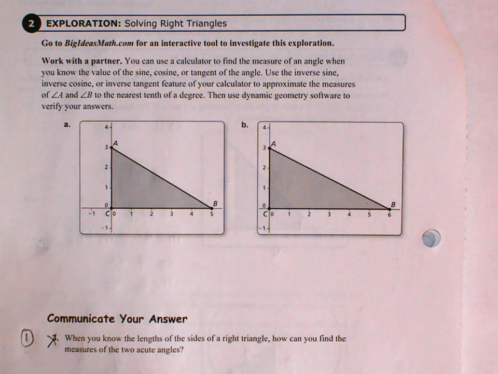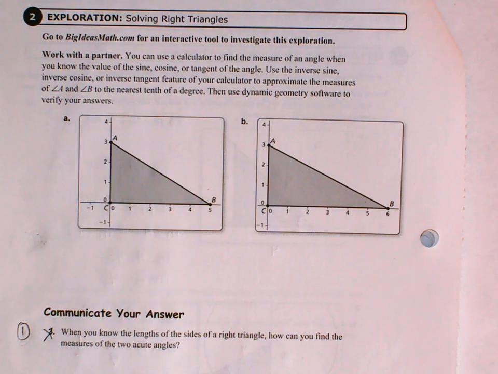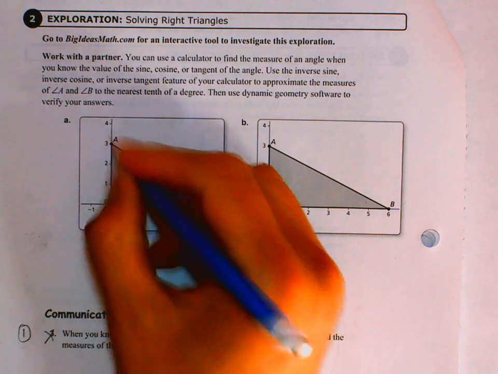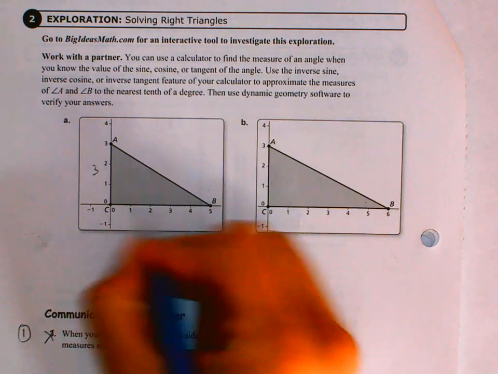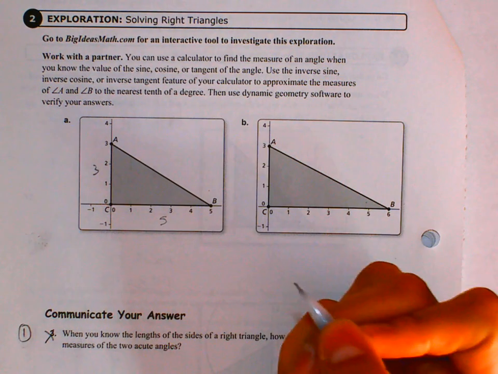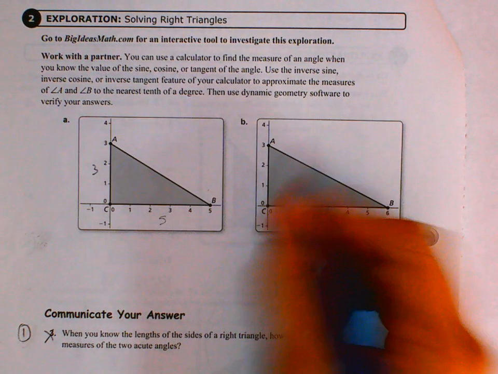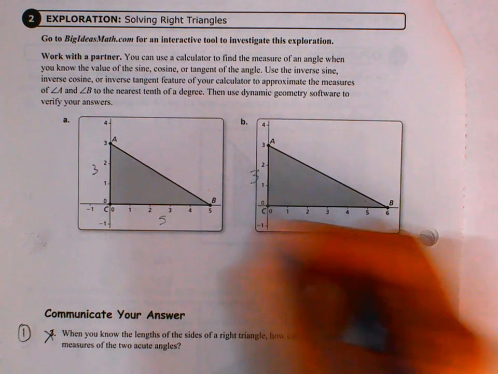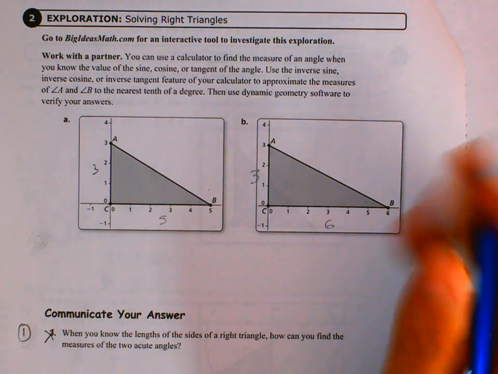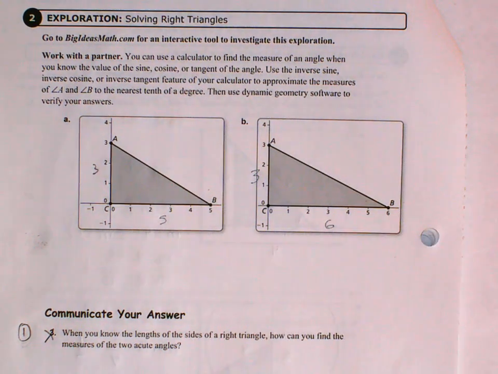Now, all I know from here is that the distance from here to here happens to be 3, and the distance from here to here happens to be 5. The distance from here to here is 3, and the distance from here to here is 6. So it seems like I don't know anything of my hypotenuse, and I really don't care because I have 2 sides and they're integers, which makes it a lot better.